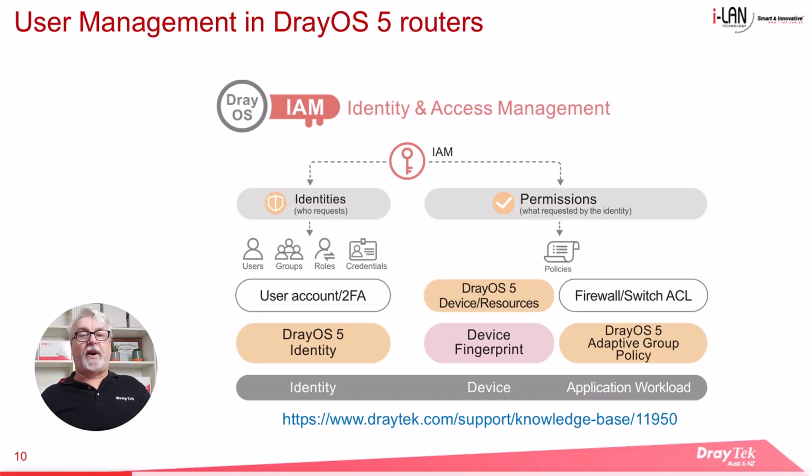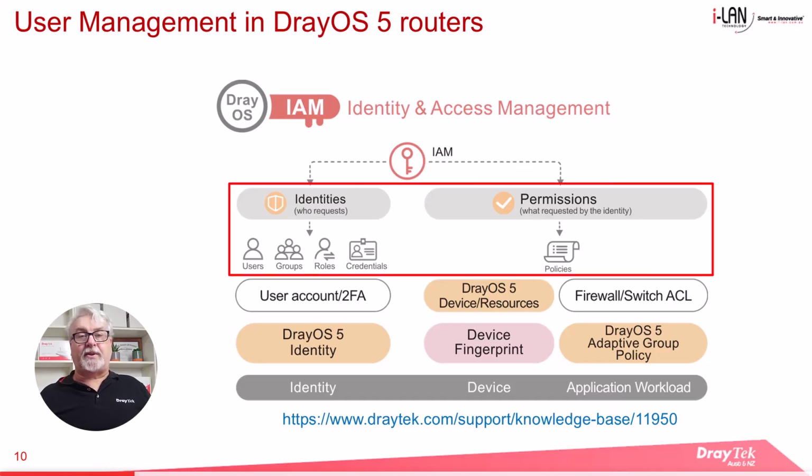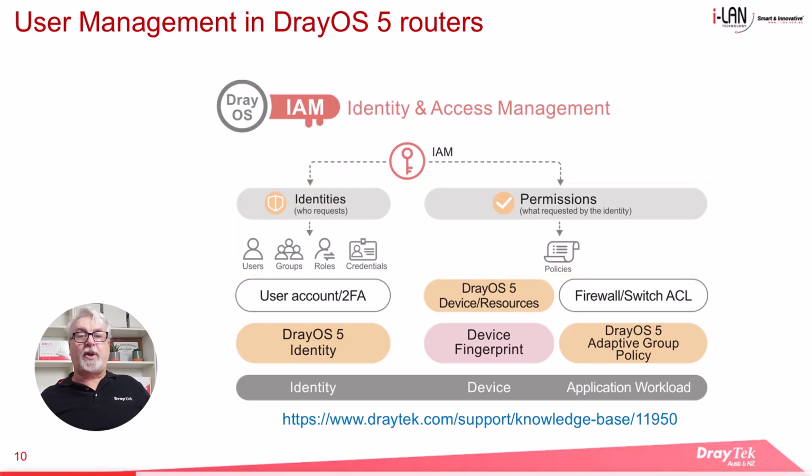In DrayTech routers, IAM allows administrators to define user roles, permissions, and access controls. This means you can specify which users can access certain network resources, configure settings, or perform specific actions within the router's management interface. For example, an administrator could create different user accounts for each employee, each with tailored access levels based on their roles within a company.